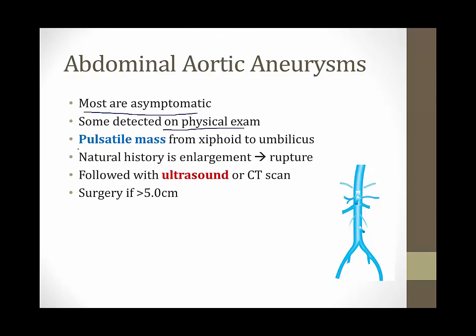The classic finding is a pulsatile mass from the xiphoid to the umbilicus, which is the path that the aorta runs in the abdomen. The natural history is for them to steadily enlarge and then rupture, which can be life-threatening, and for this reason we usually follow them with ultrasound or sometimes CT scan, and surgery is usually performed if they get over 5 centimeters because that's the point where the risk of rupture becomes substantial.